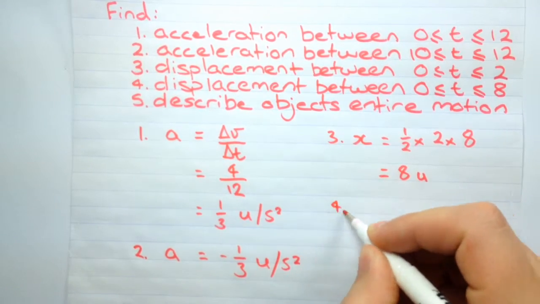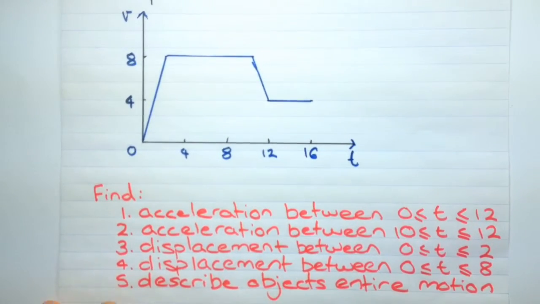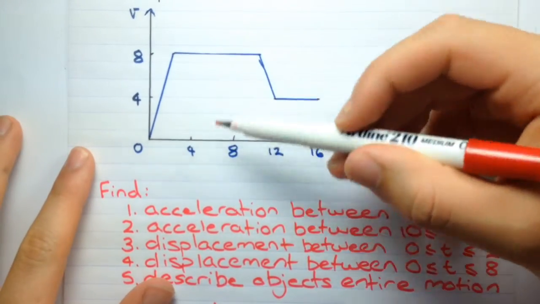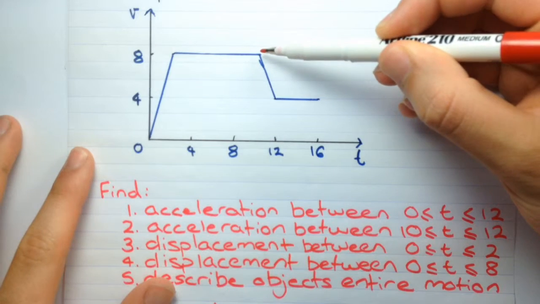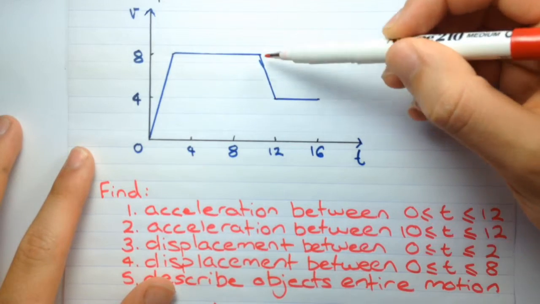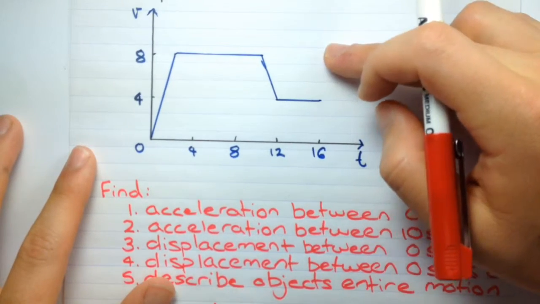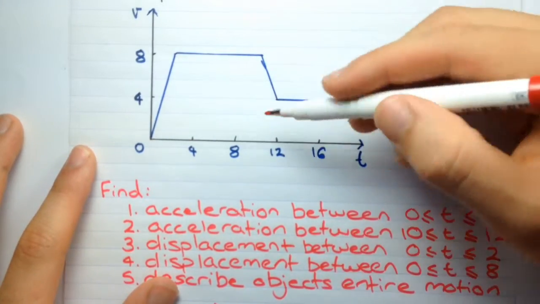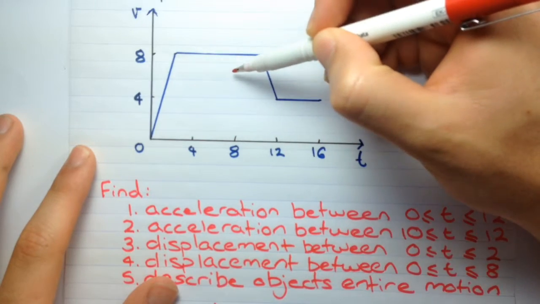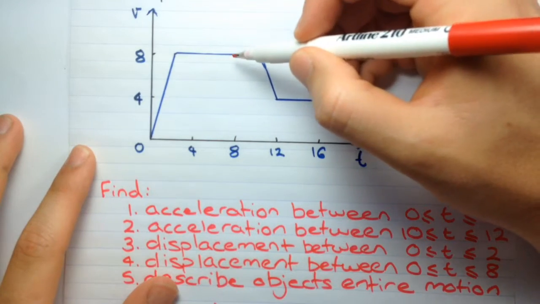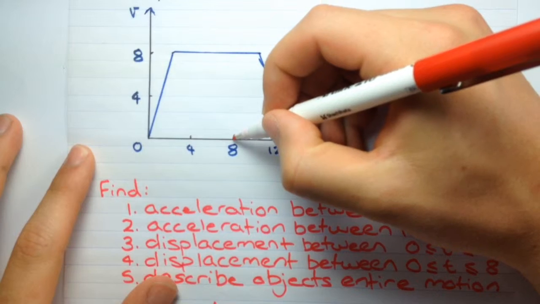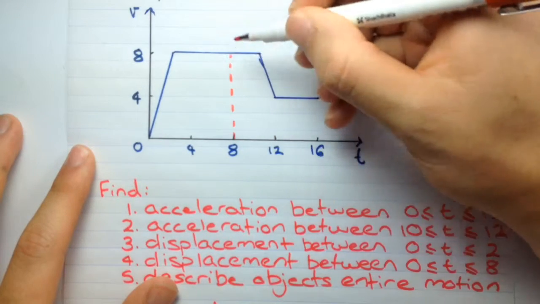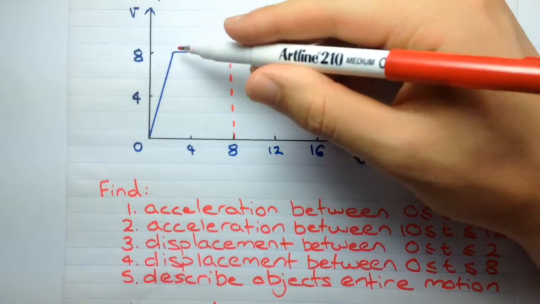Now, for the next question, we need to find the displacement between 0 and 8. Now, it's always moving forward. The velocity is always positive. So while it looks like it's moving back towards the origin here, it's actually not. It's still moving away from its point of rest because the velocity is still positive. So if we look at how far it goes in 8 seconds, we end up with a trapezium. Yeah, we've got to find the area under that graph.